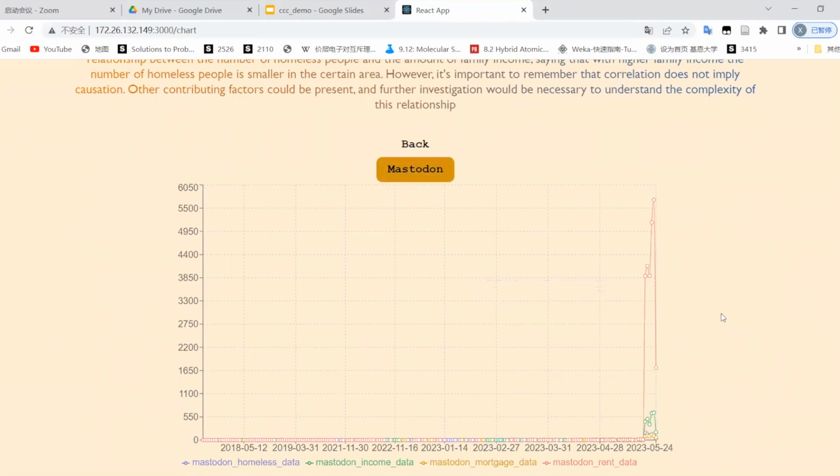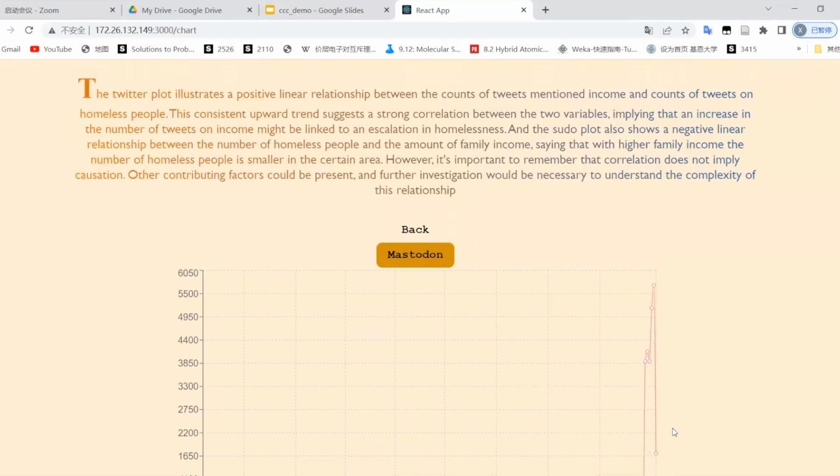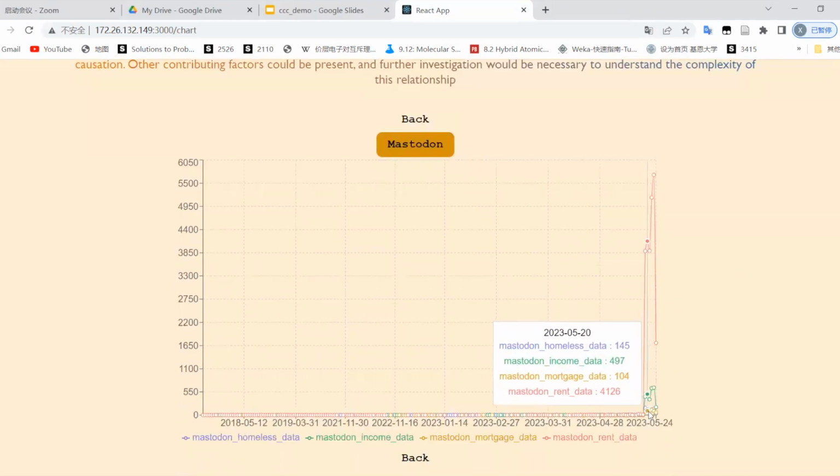The data for Mastodon were then analyzed. Due to the small amount of data on Mastodon and the fact that detailed IP addresses are not available on Mastodon, we chose to use time curves for our analysis. As can be seen from this graph, the peaks for the three variables, income, mortgage, and rental, match the peaks of homeless. This confirms our conclusion from the Twitter data that the more people talk about income, mortgage, and rental, the more people talk about homeless.